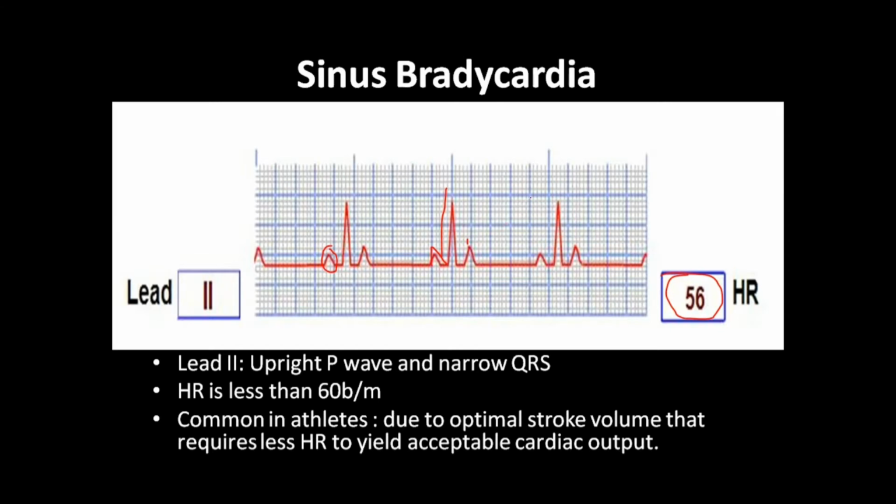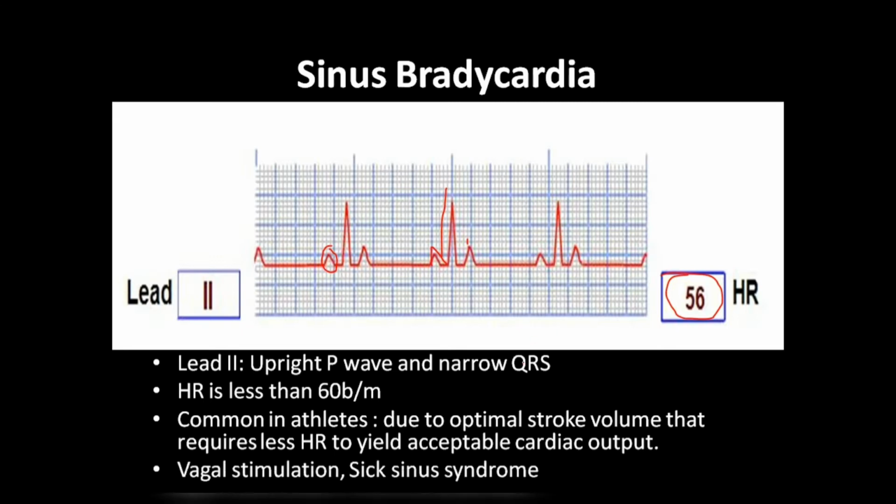This kind of bradycardia is very common in athletes, due to optimal stroke volume that requires less heart rate to yield acceptable cardiac output. Because of repeated exercise, the optimal cardiac output is yielded by a lesser heart rate. As you know, cardiac output is the product of stroke volume and heart rate. Vagal stimulation and sick sinus syndrome can also cause sinus bradycardia.